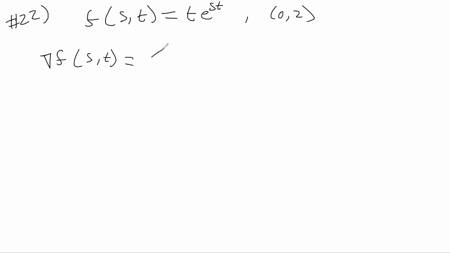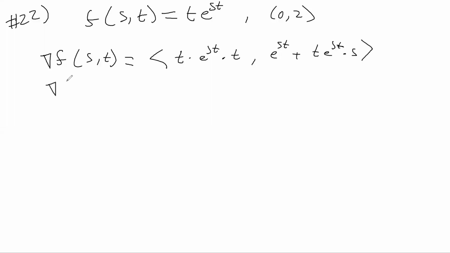And finding the gradient vector, you get f sub s, which is t left as is, multiplied by e to the st multiplied by t, right? Because s is the variable for f sub s. Now for f sub t, it'll be a product rule. So it'll be e to the st plus t, right? Yeah, t e to the st multiplied by s. Get this vector right there.